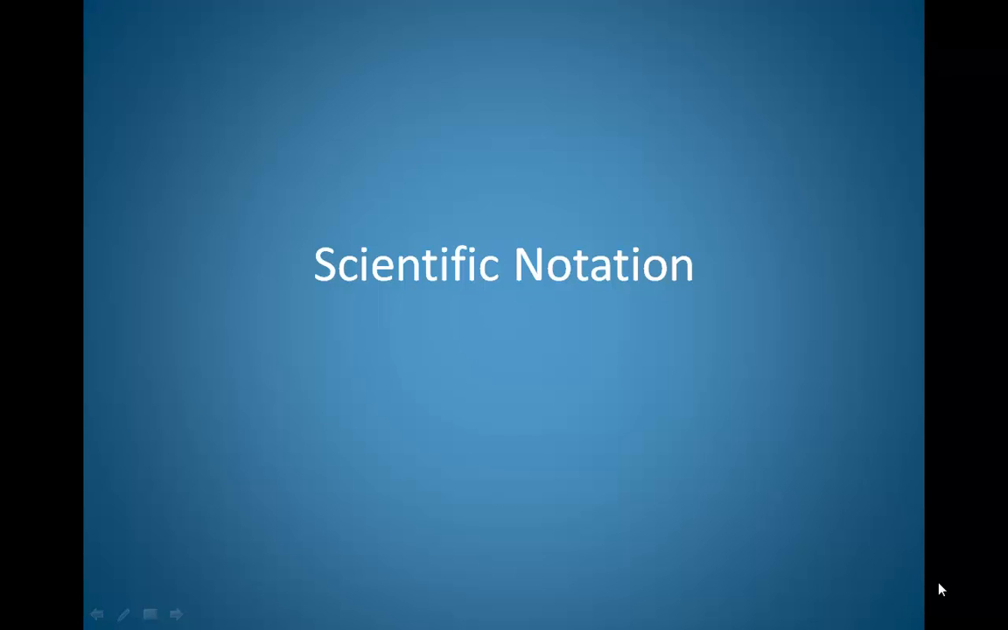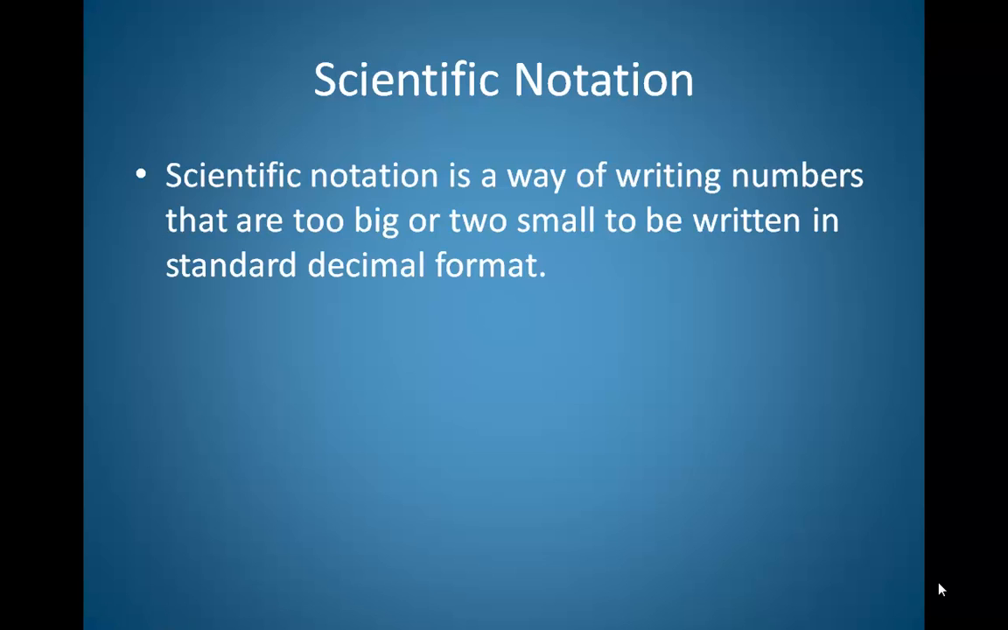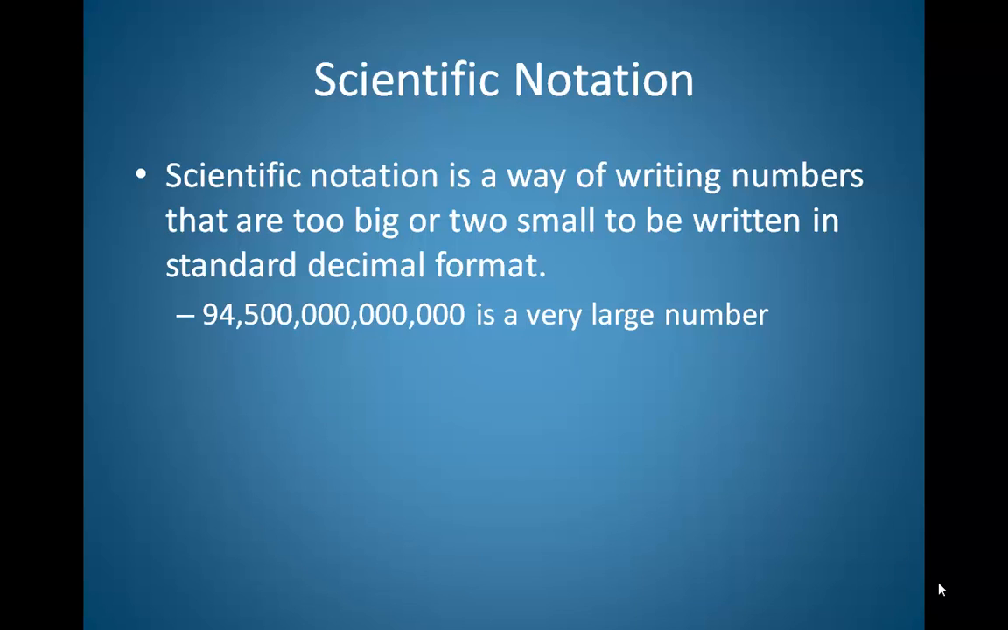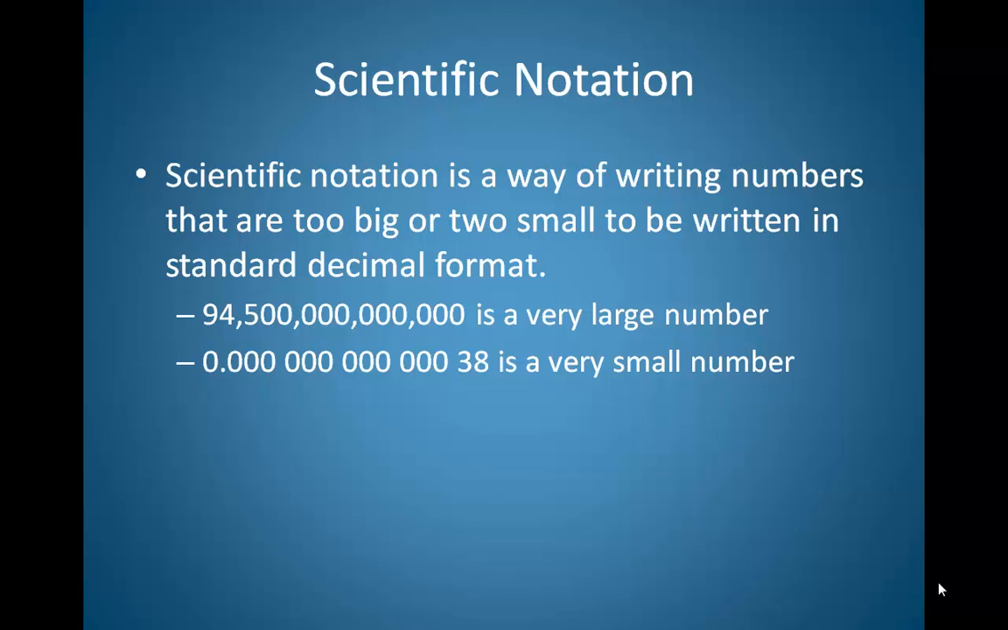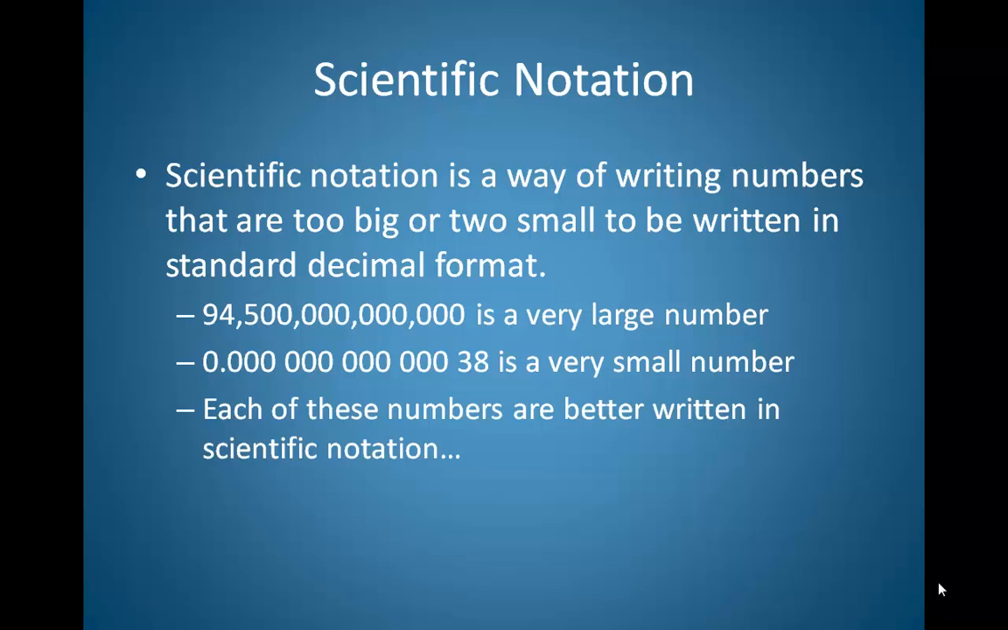Here we go with scientific notation. Scientific notation is a way of writing numbers that are too big or too small to be written in standard decimal format. So here we see a very large number, and here we see a very small number. It can get exhausting writing all of those zeros, so each of these numbers are better written in scientific notation.